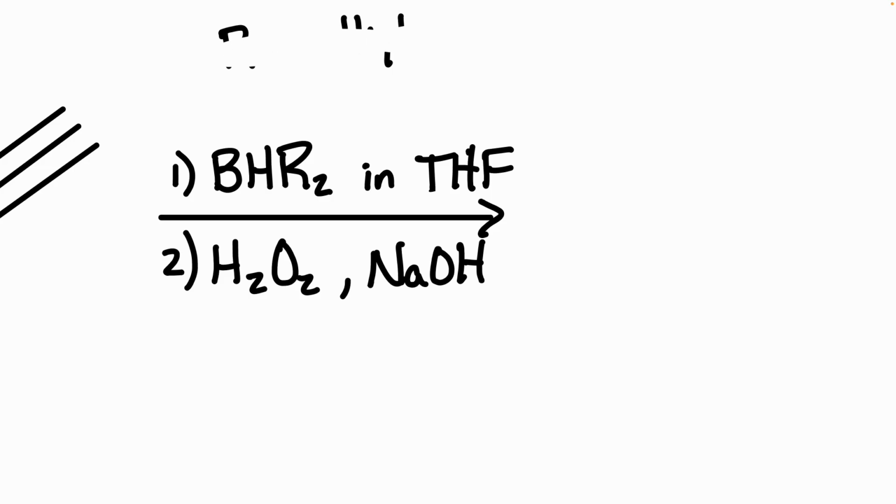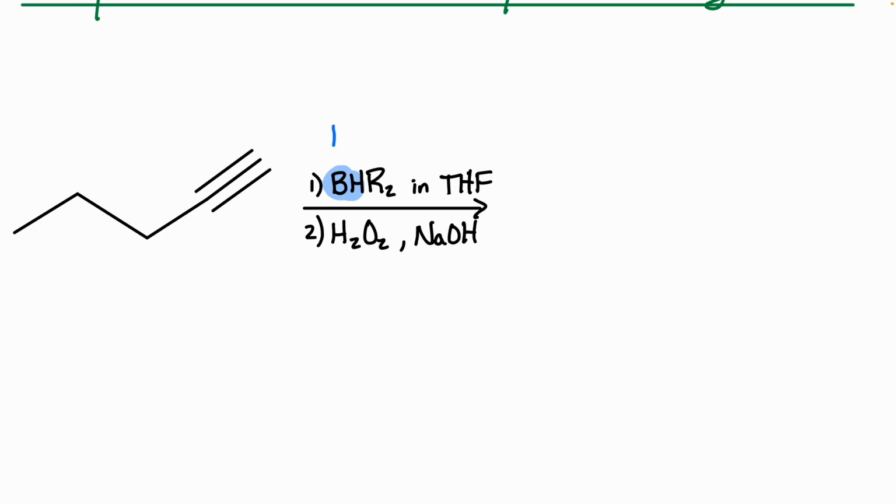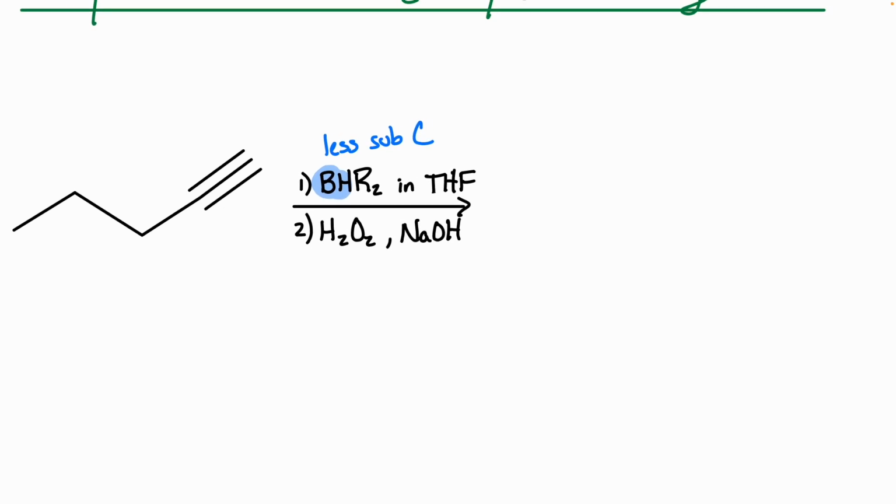All right, and again, what I really want you to do is not get too bogged down in this whole list here. I want you to blur your eyes and say, oh, I see boron in there. And boron is one of those reagents that prefers the less substituted carbon. So where are we going to put that hydroxyl group for our enol? On the red carbon or on the blue carbon? On the blue carbon, the less substituted carbon.